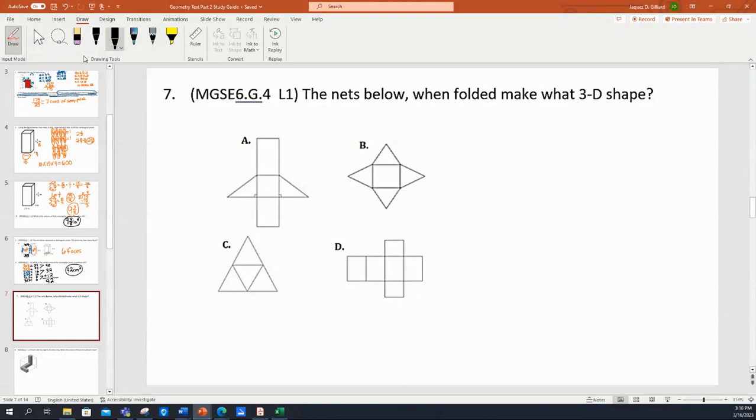Okay, so let's look at A. We see that there are 2 rectangles and a square, and then we see the triangles on the side. So we're going to call this a triangular prism.